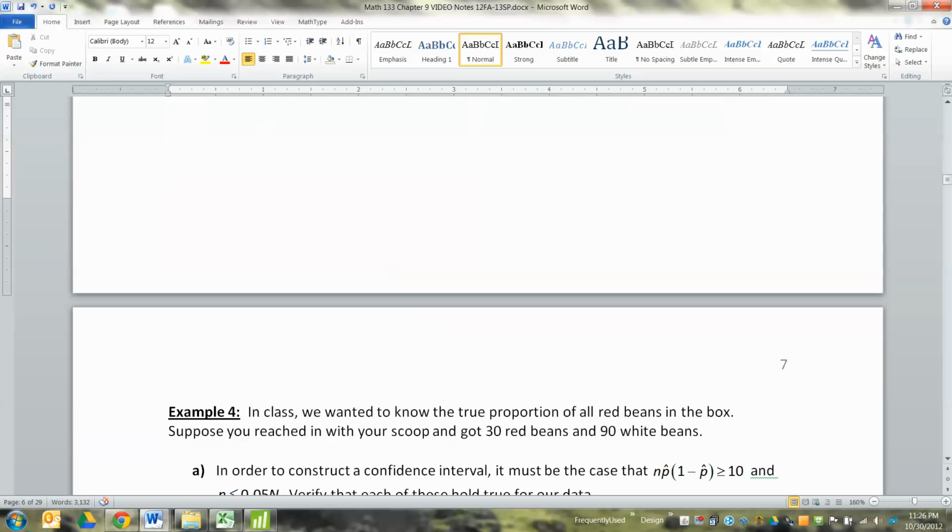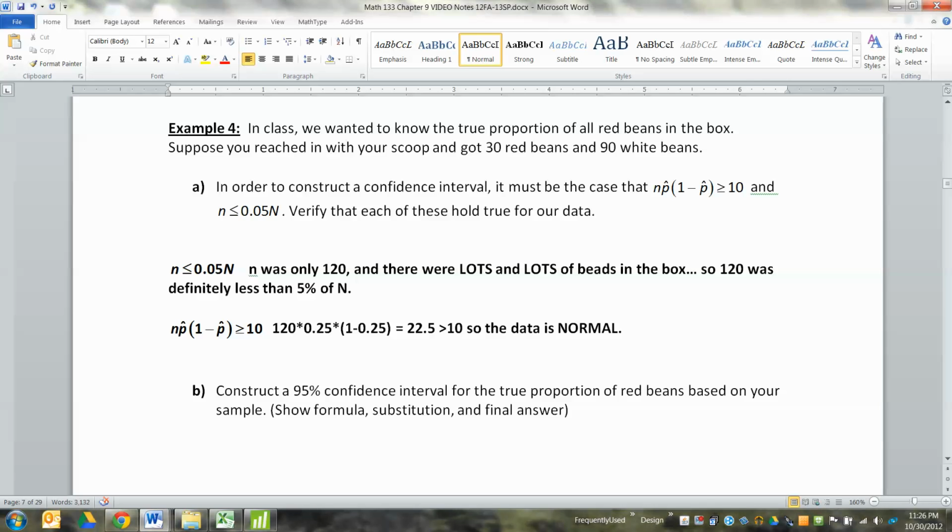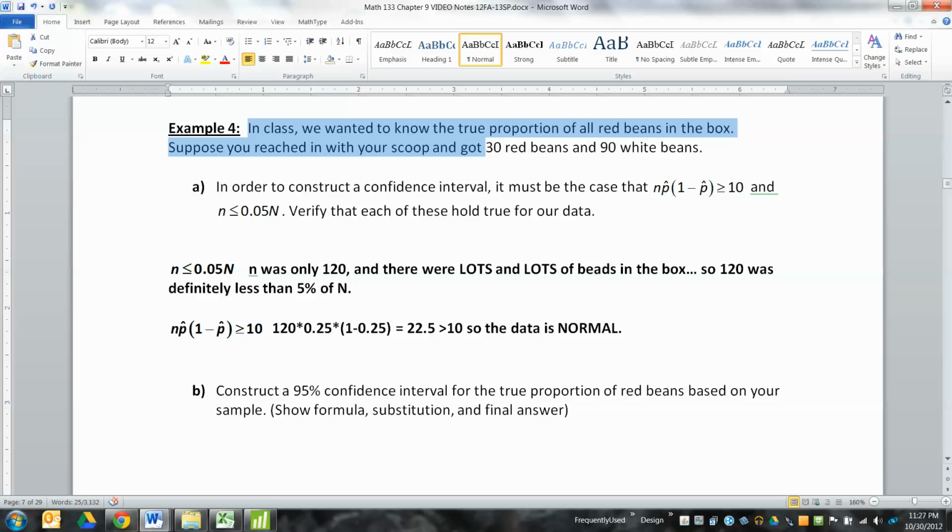All right, now from here we're going to at least start the next problem. We won't finish it, but we'll get started. Which is, in class, suppose we wanted to know the true proportion of red beads in our box. Suppose you reached in with a scoop and you got 30 red beads and 90 white beads, just like we had said before. In order to even think about making an interval for this, you have to check that n times p times 1 minus p is greater than 10, and that little n was smaller than 0.05 capital N. All right, so let's verify that this is holding true.